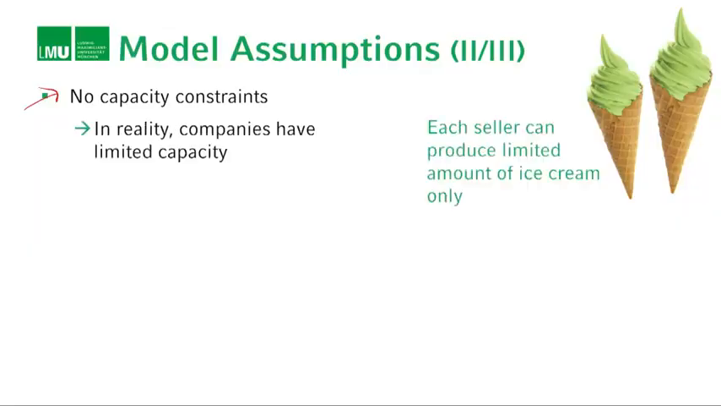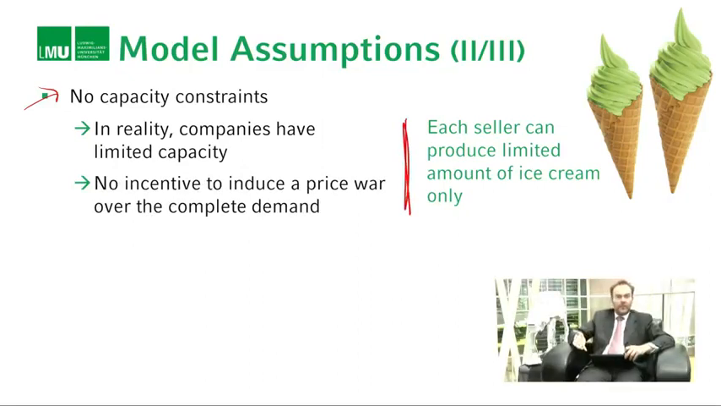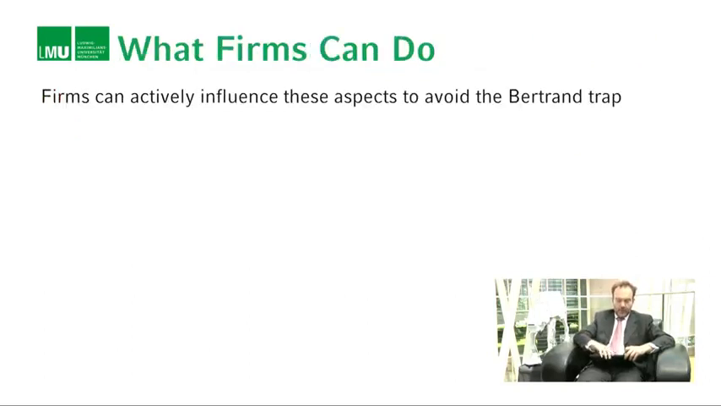And finally, we can also relax the assumption of no capacity constraints. In reality, firms will have limited capacity. So even with the example that we just used, the supermarket eventually is going to run out of ice cream as well. So each seller here can produce a limited amount of ice cream only. And that means that there is no incentive to induce a price war over the complete demand, because you're simply not going to be able to satisfy this demand.